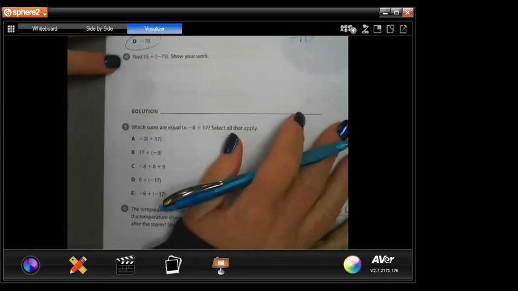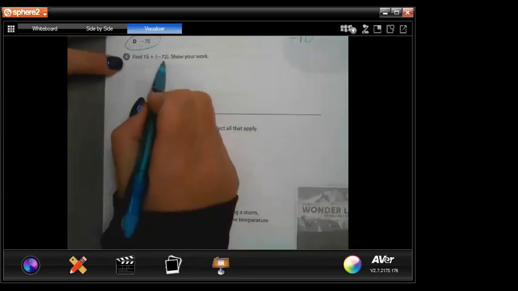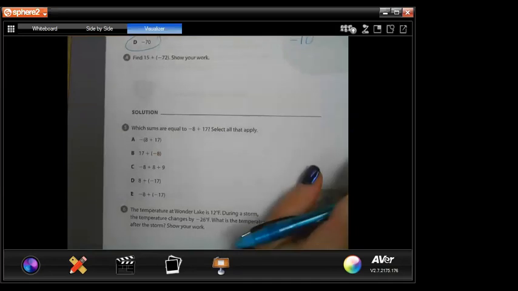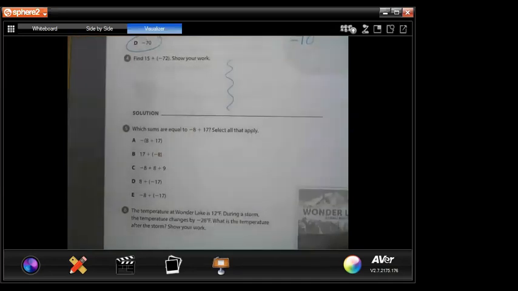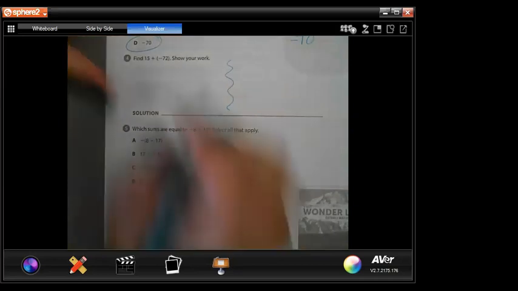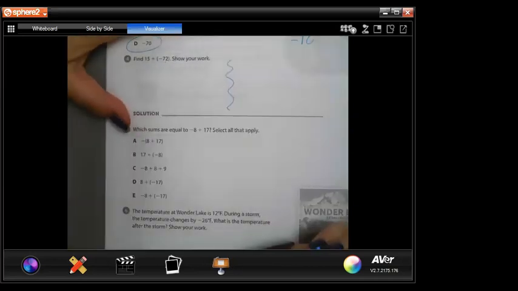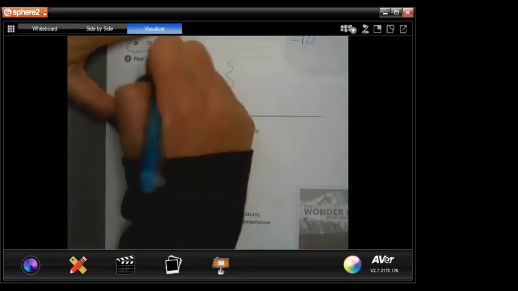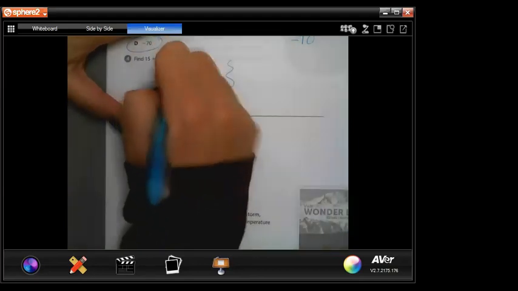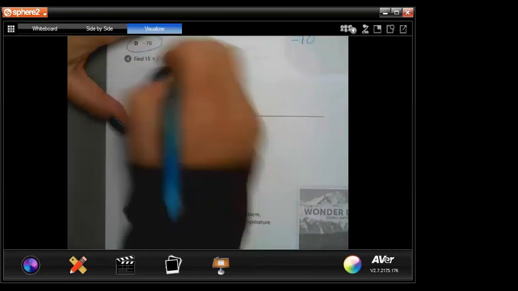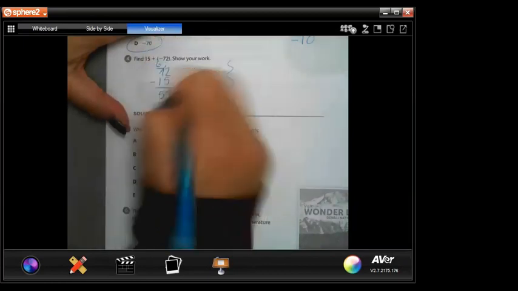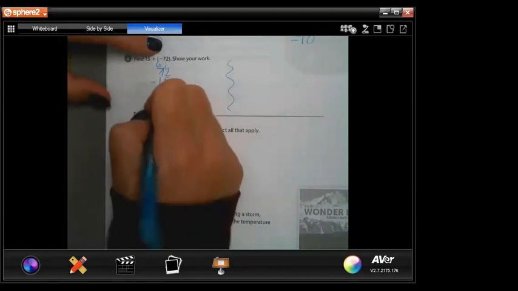Okay, look at number 4. Find 15 plus negative 72, show your work. So again, I would not write out all of the plus signs and the negative signs and find the zero pairs. I wouldn't do that. And I don't think I would use a number line for this either because it's going to get a little bit too crazy. So you've got two other methods. When you add a positive and a negative, you don't add them, you actually subtract them. So that's a 7. 6 minus 1 is 5. 72 is bigger, and so the answer is negative 57.